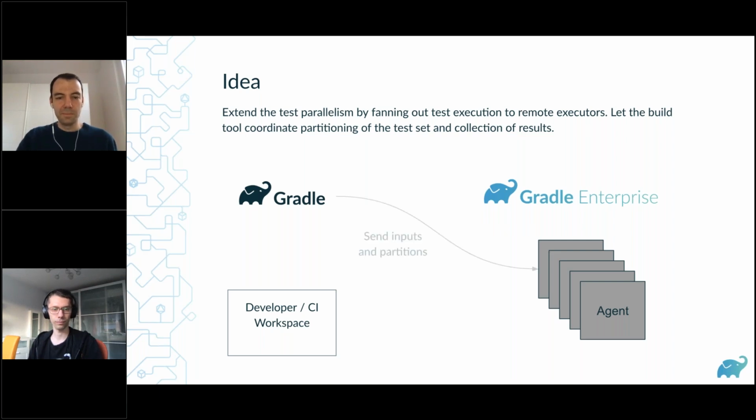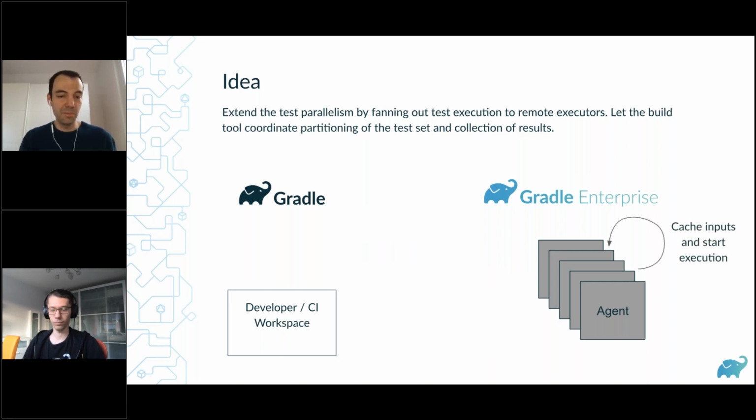Once that is done, the inputs are sent from the build to the agents, and also the partitions are sent to the agents that they are supposed to execute. So like which test classes should run on which agent. The agents then cache the inputs.